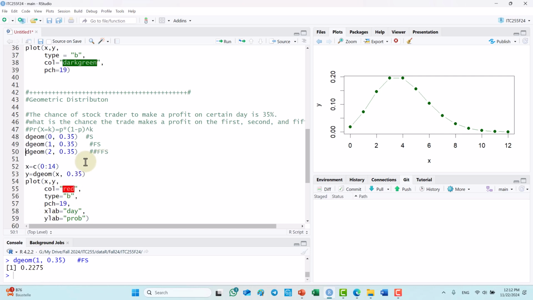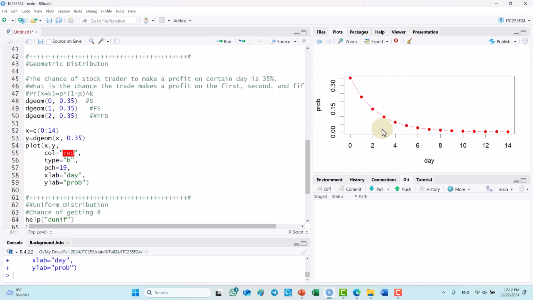0.2275. And the probability of making a profit on the third day after failing to do so in the first 2 days is 0.35 times 0.65 squared, and that would be nearly 0.15 or 15%. If you want to calculate this probability for a vector of numbers, let's say from 0 to 14, we can create a vector from 0 to 14 and calculate the probability for this vector and plot it.